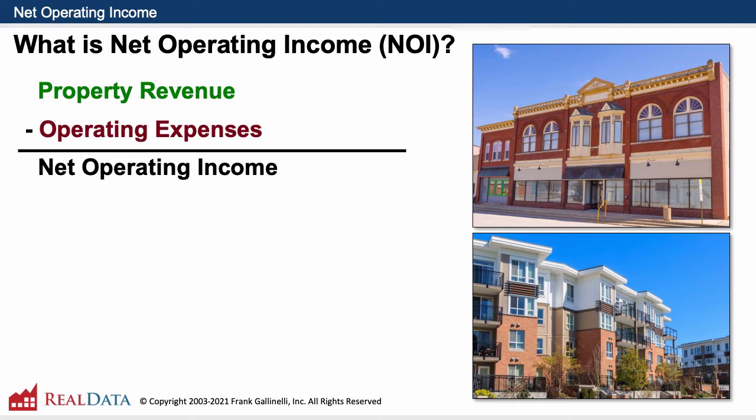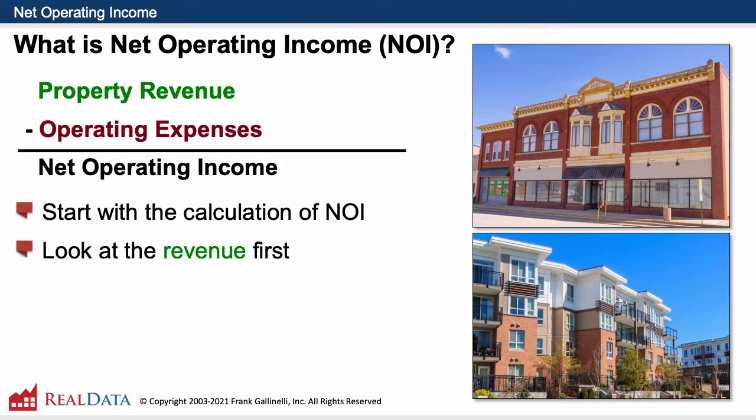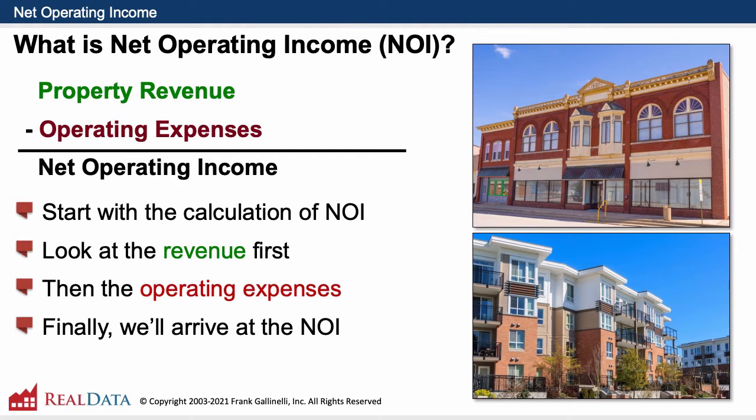Now, if you picked up on my not-so-subtle change of inflection, you noticed that the difference here was that I emphasized operating expenses, not just expenses. We'll see just a little later why that difference matters. Let's start with the calculation of NOI, working our way from the top down. We'll look at the revenue first, and then the operating expenses, and finally, we'll arrive at the NOI. Once we've got that, we'll take a look at how it's used.